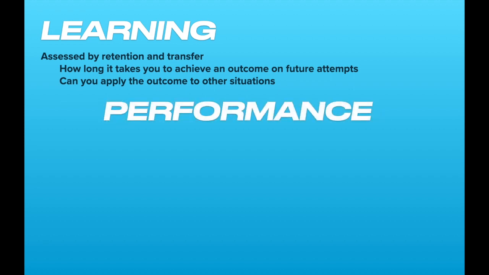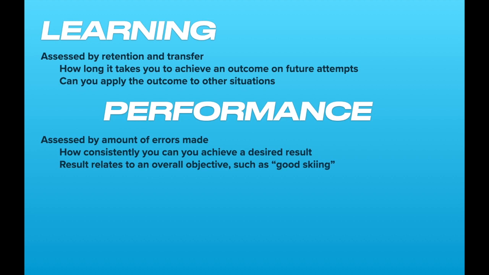On the performance side of things, we're really talking about general ski performance, the overall performance of skiing, as opposed to the specifics of ski performance during a turn. So for whatever skill level you have, what's the best that you can ski? And that is assessed by the amount of errors you made. So for as well as you can ski, did you do that consistently as you went down a slope?